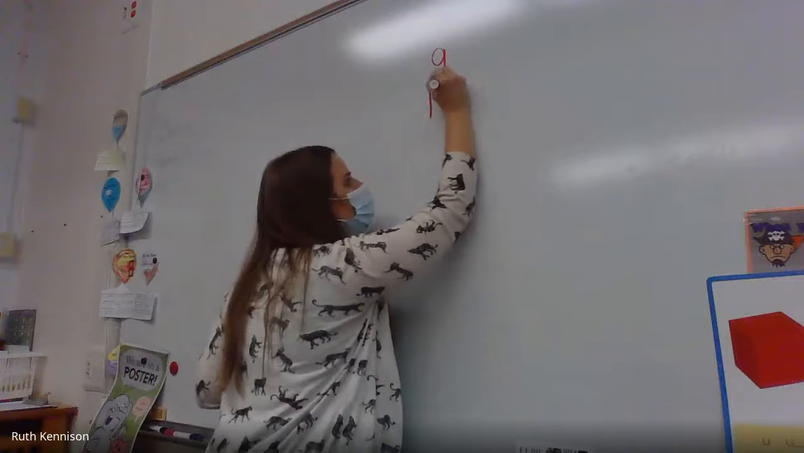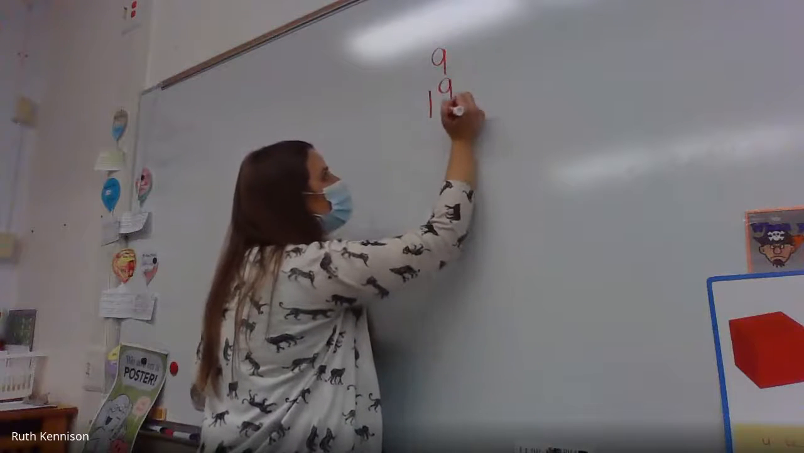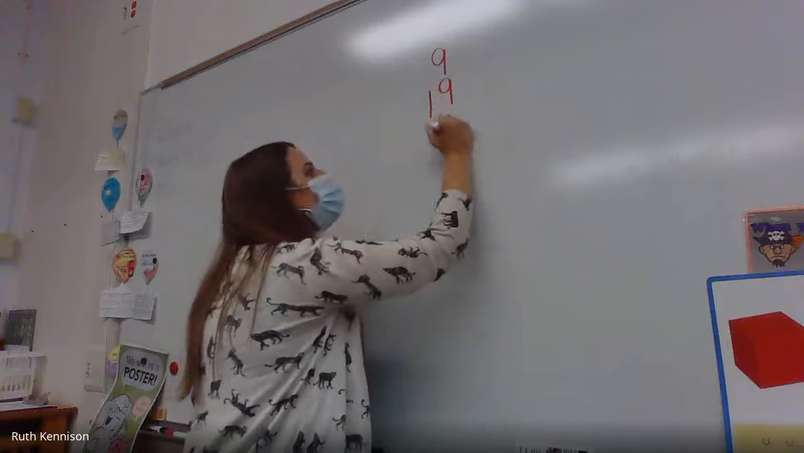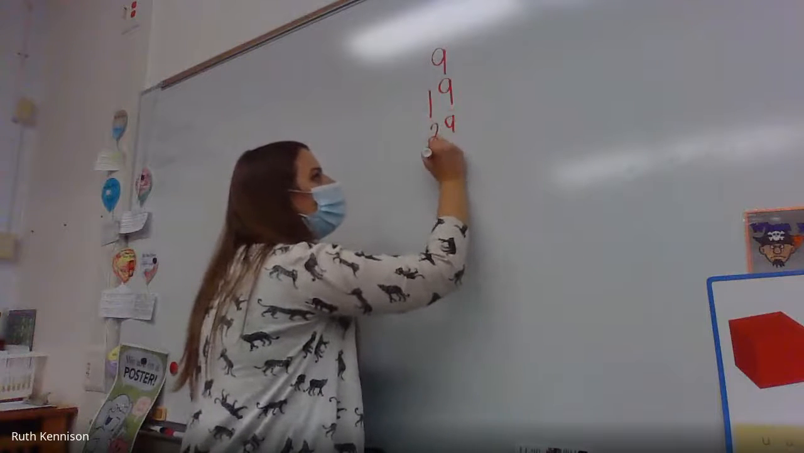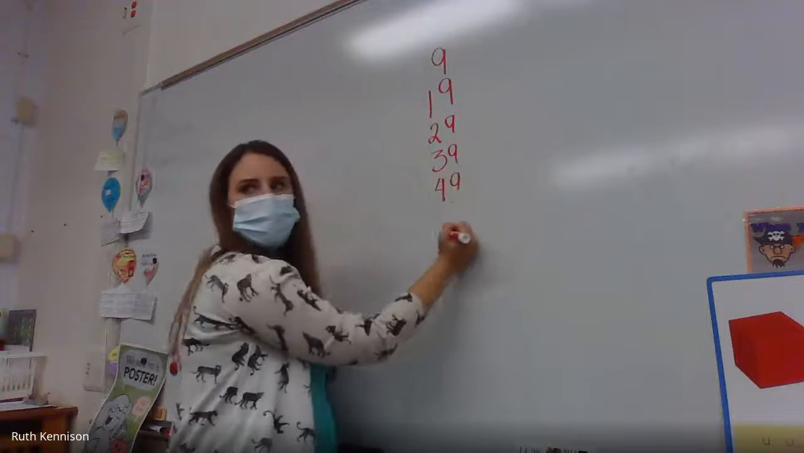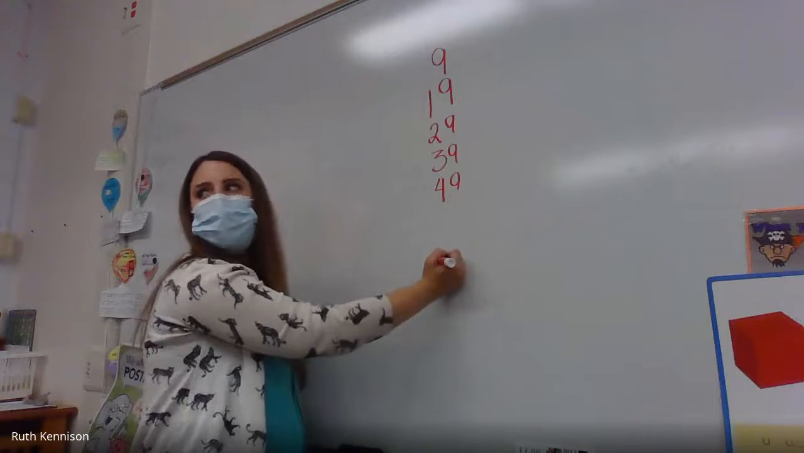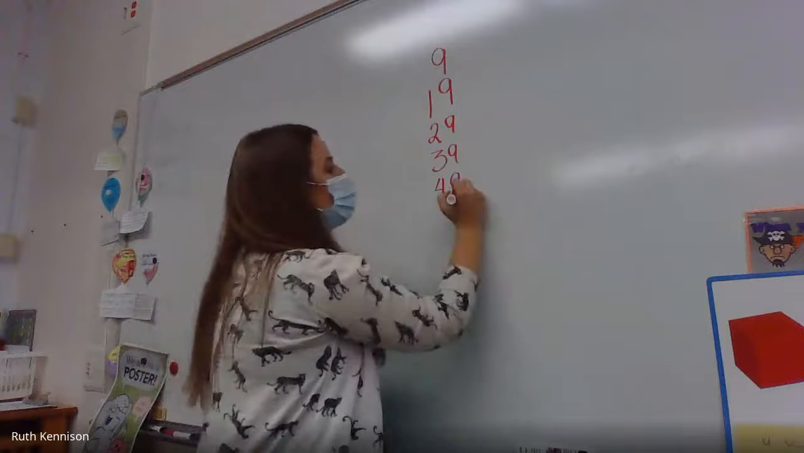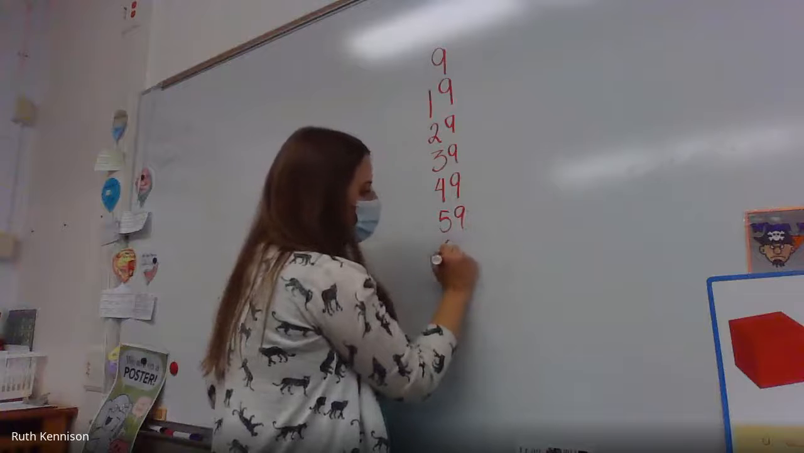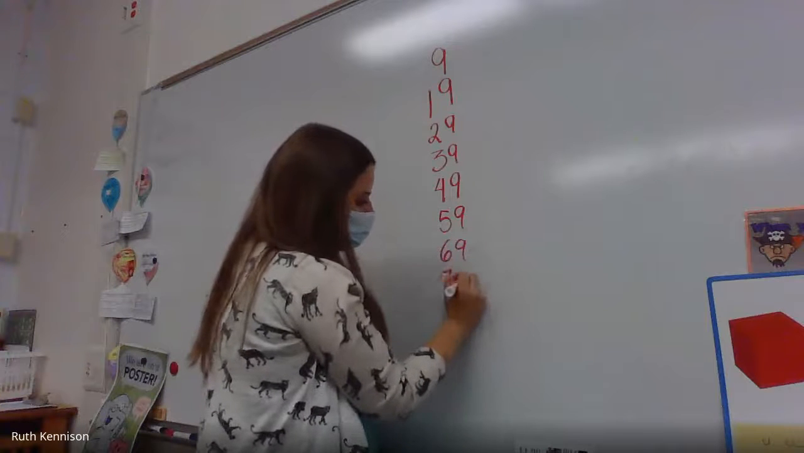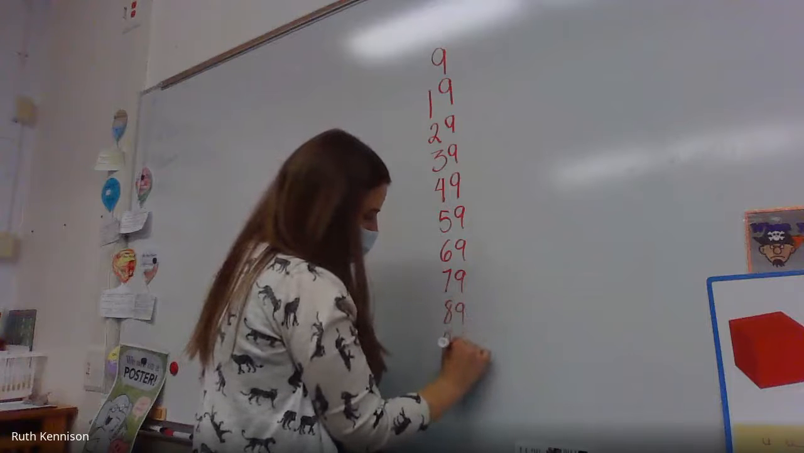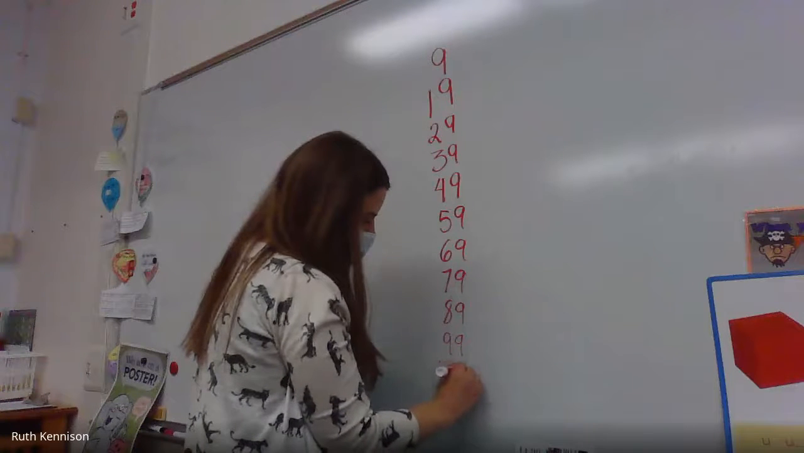So did you know you can count from 9 and still be counting by tens? 9, 19, 29, 39, 49. What would come next? Amy? 59. Excellent. 59, 69, 79, 89, 99, and then next would be 109.